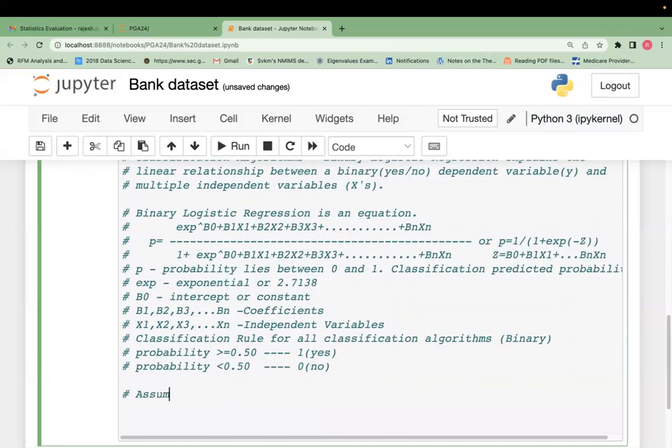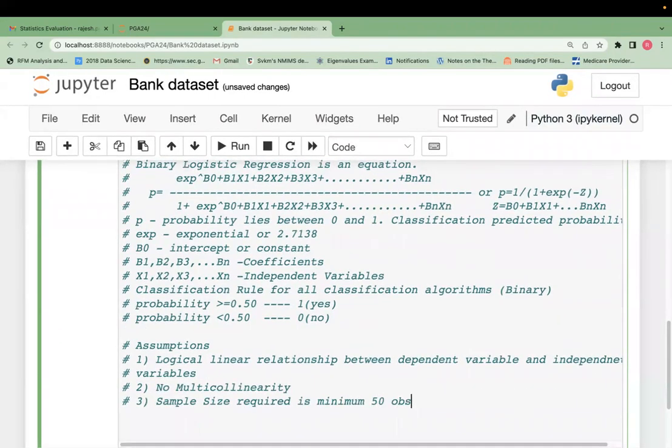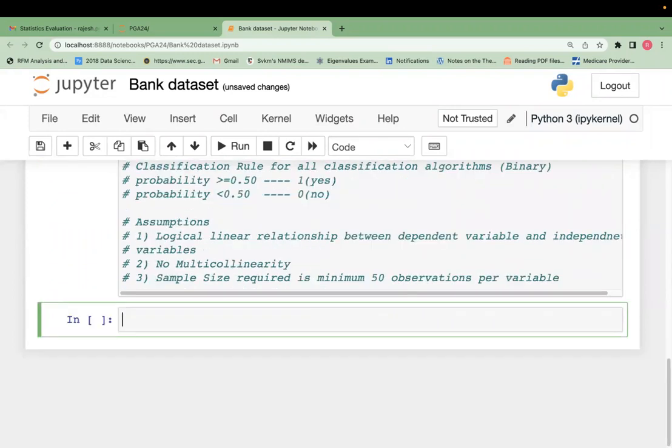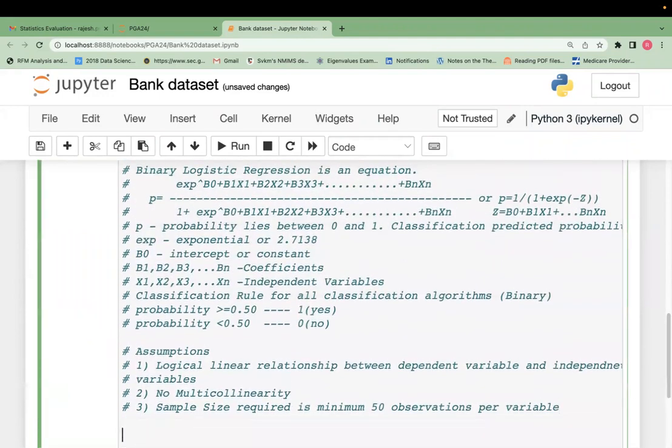The assumptions: there must be a logical, linear relationship between the dependent variable and independent variables, no multicollinearity, and 50 observations per variable. The sample size required is a minimum of 50 observations per variable. These are the basic assumptions which we have for binary logistic regression.